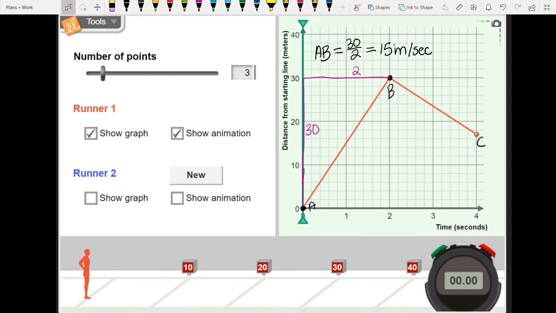So I just wanted to show you an example where the denominator, the time passed, was more than 1, and where you actually do the division to find the speed, the rate of change per second.